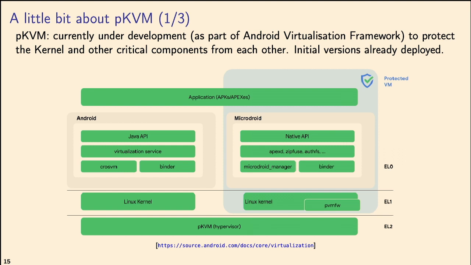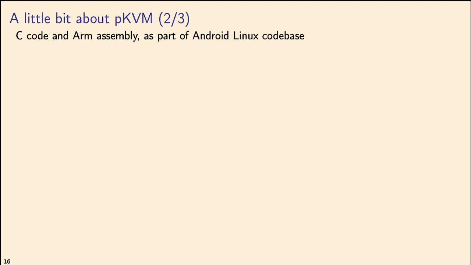And in a PKVM system, you might have the Linux kernel encapsulated by this hypervisor, and also other virtual machines, maybe some of them also running copies of the Linux kernel, protected from each other. What's the code like? So, this is not written for verification. This is written as a bunch of C and ARM assembly code as part of the Android Linux code base. So it's Linux kernel code. It uses a bunch of Linux kernel headers, uses their coding style, all of that kind of stuff we can't change.